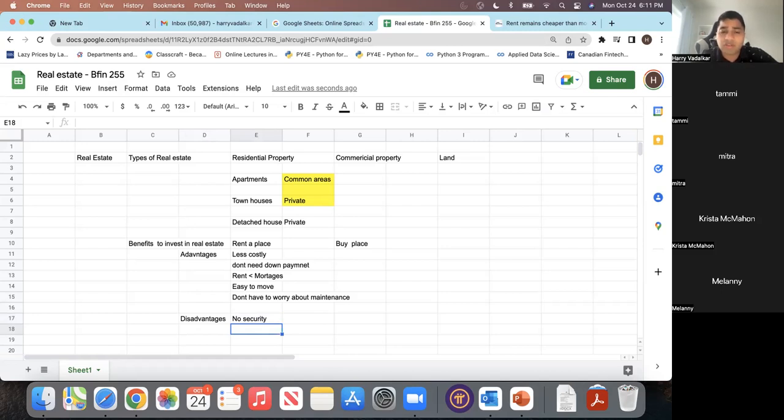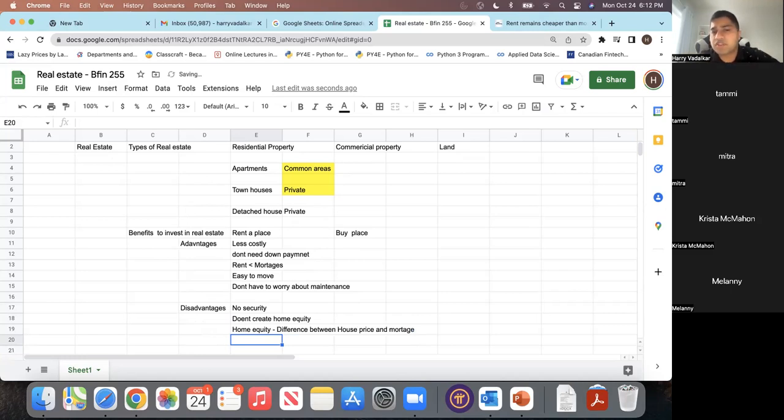Okay. Also, renting a place doesn't create home equity. So when you rent a place, you're paying someone else's mortgage. Whether you're paying it in full or whether you're paying it in part, that does not matter. But you are paying someone else's mortgage. What does that mean? That you are not creating any home equity. What is home equity? Home equity is the difference between the market price of the house right now and the mortgage.